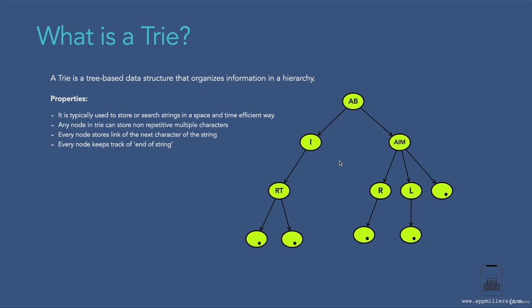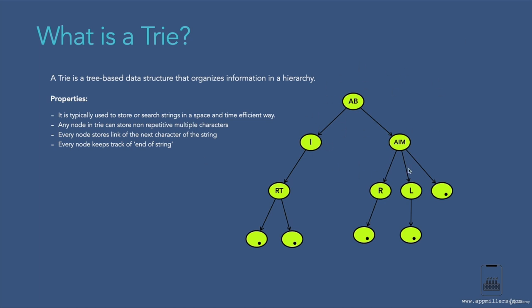Also from this tree we can see that every node stores the reference to the next node. If you look at this carefully, we can see that from I to RT we have a reference, and from AB to I we have another reference, and from AB to AIM we have another reference. So from each node we have a reference to the next node. This is the third property of trie, which says that every node stores a link to the next character of the string. And finally, the last property says that every node keeps track of the end of string.